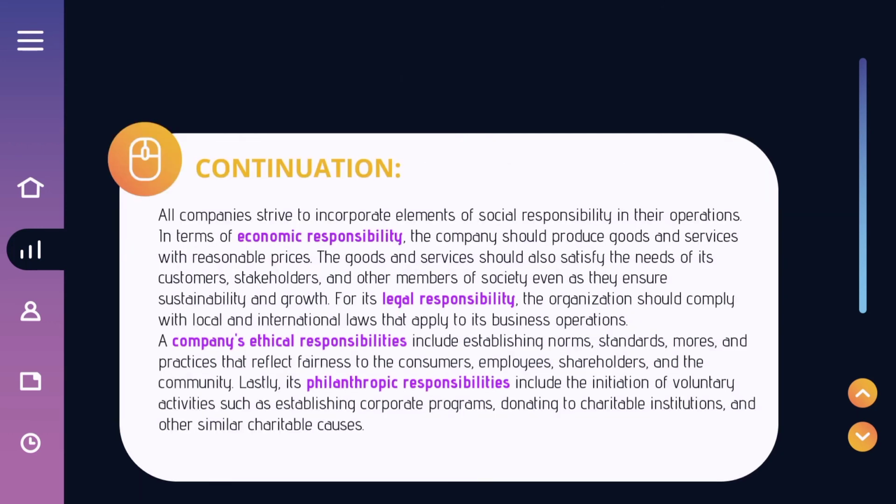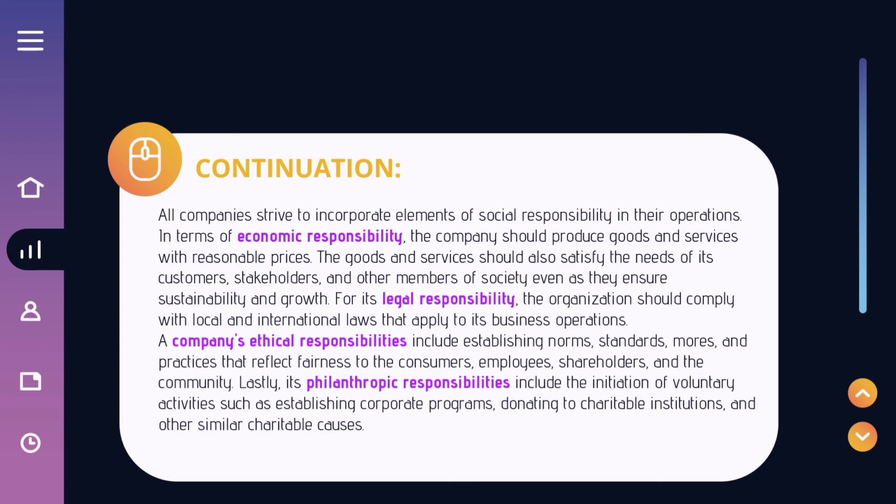Continuation of the topic. All companies strive to incorporate elements of social responsibility in their operations. In terms of economic responsibility, the company should produce goods and services at reasonable prices. The goods and services should also satisfy the needs of its customers, stakeholders, and other members of society, even as they ensure sustainability and growth. For its legal responsibility, the organization should also comply with local and international laws that apply to its business operations.